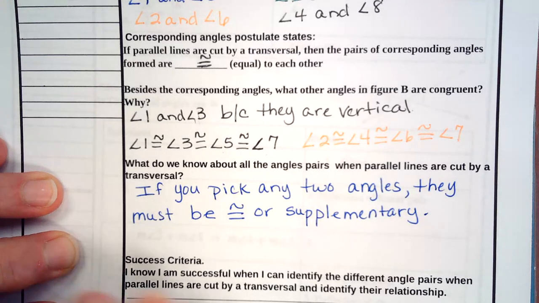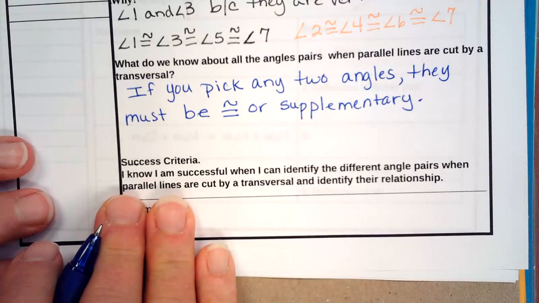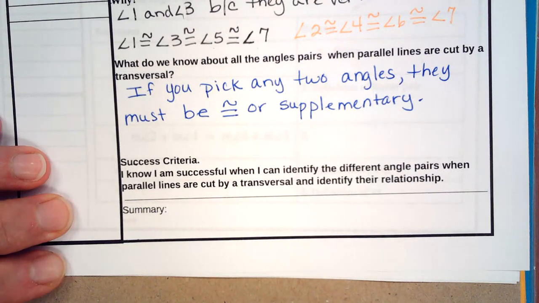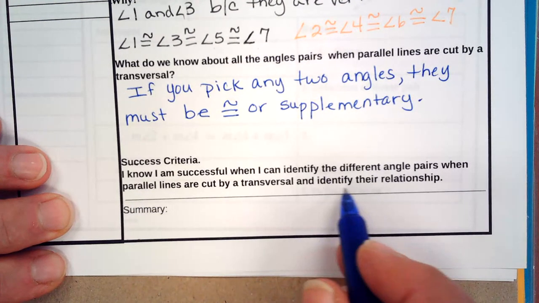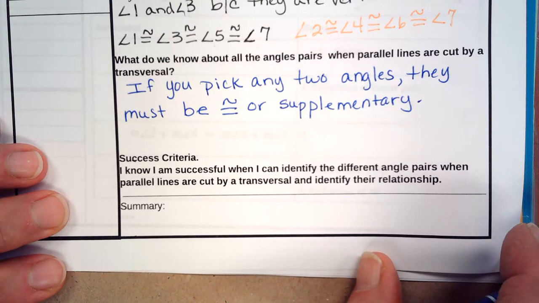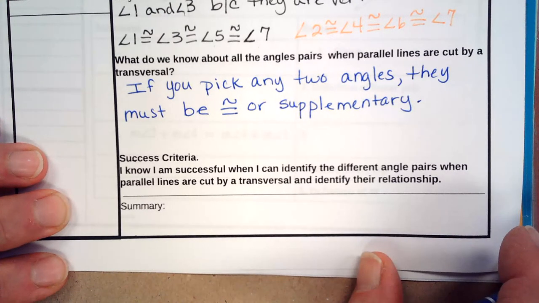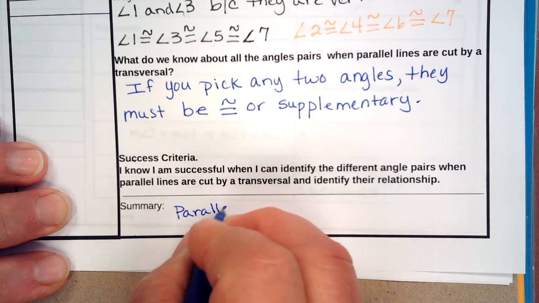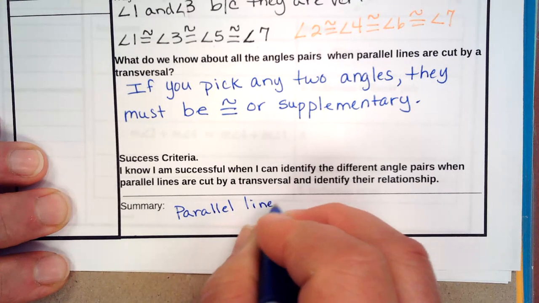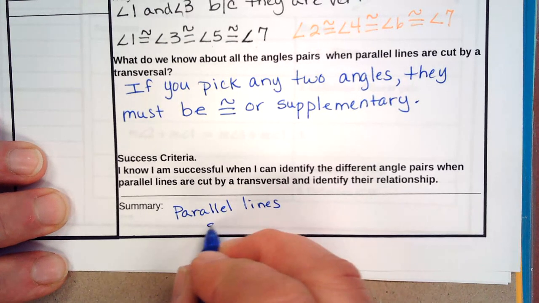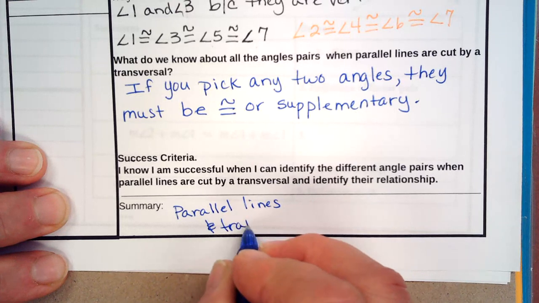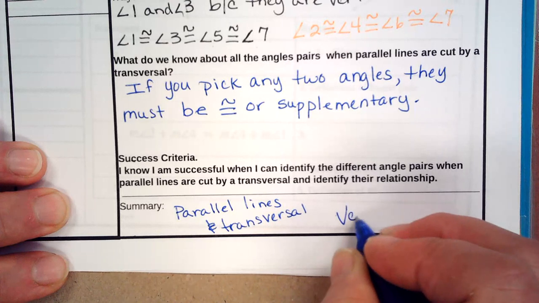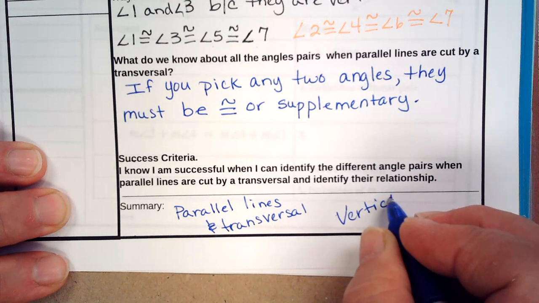Nothing else can happen. I know I'm successful when I can identify the different angle pairs when parallel lines are cut by a transversal and identify their relationship. By identifying their relationship, are they congruent or are they supplementary? Parallel lines and transversals and vertical angles. We proved that vertical angles are congruent.